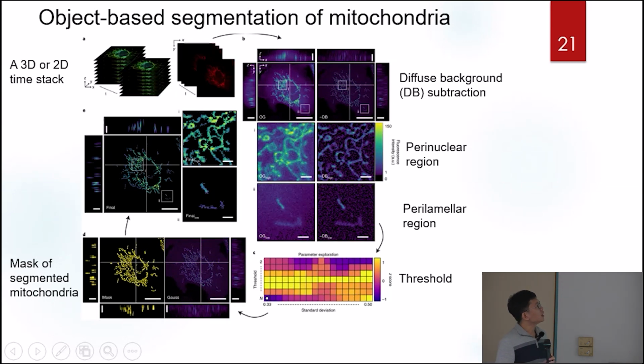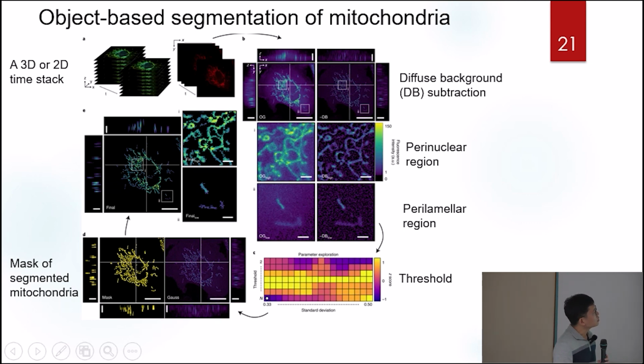So they also improved their segmentation method, and you can just input your 3D or 2D images, the time frames, and then the first step, they will do the background subtraction. They will use the diffuse background and then subtract the background. So you know when you take the image, in some mitochondria or some areas the signal is stronger, some is lower. So by diffuse background subtraction, they kind of minimize the difference between the very bright area and the very dim area, so that the signal to background ratio is more similar.